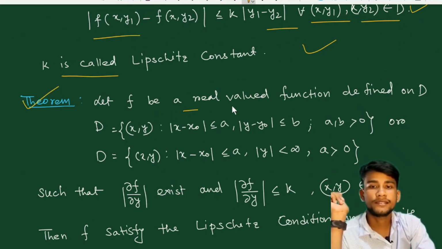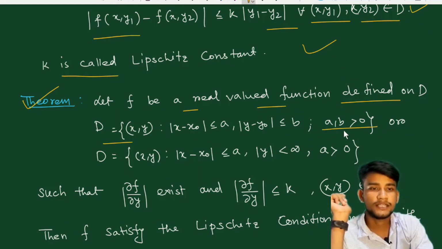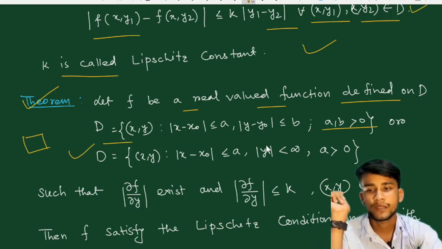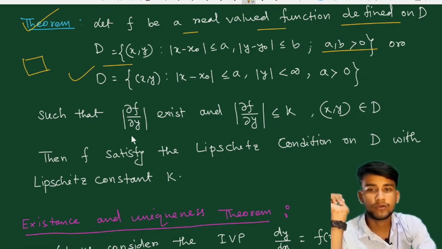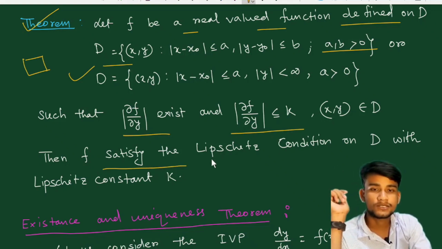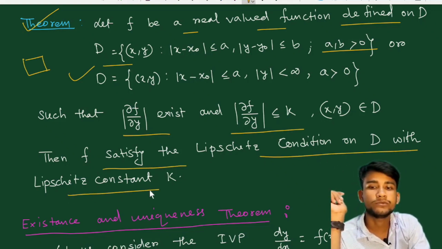Now we come to a theorem based on the Lipschitz constant. Let f be a real valued function defined on D, where D is an interval or rectangle type of region, such that del f by del y exists and mod del f by del y is bounded. Then f satisfies the Lipschitz condition on D with the Lipschitz constant K.